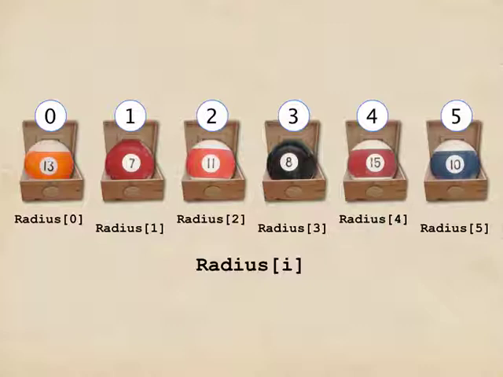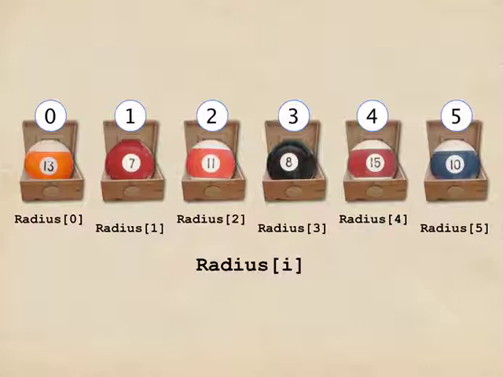That's because all of this notation comes to us from mathematics. And when you write one of these things mathematically, you use a subscript, which is just a smaller letter that's placed a little bit below the letters to its left. So if you were writing this mathematically, you would say radius sub 0, radius sub 1, radius sub 2. And for convenience, that's how we say it in programming as well. So the box that holds the 15 ball is radius sub 4.